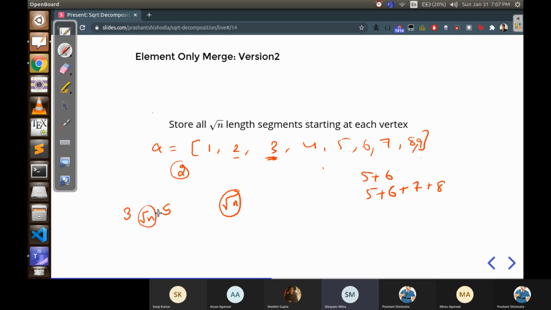So as we are doing element-wise merging, we would take each element in between 3 and 5 and merge it to each of the ranges.